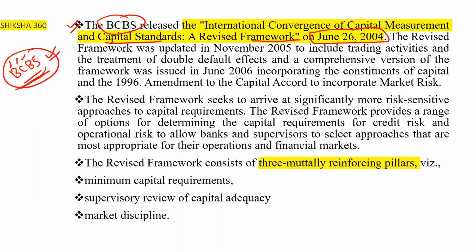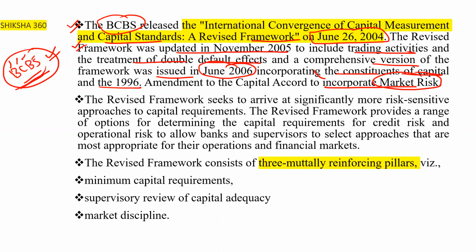The revised framework was updated in November 2005 to include trading activities and the treatment of double default effects, and a comprehensive version of the framework was issued in 2006, incorporating the constituents of capital and the 1996 amendment to the capital accord to incorporate market risk.